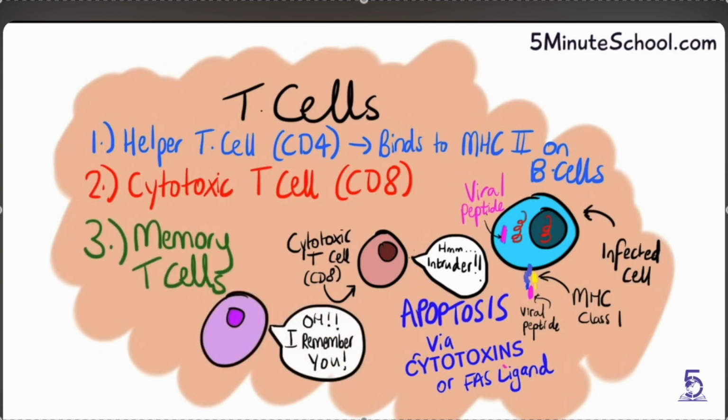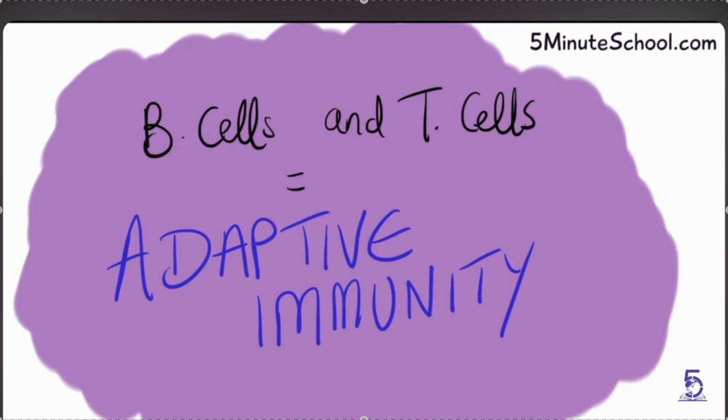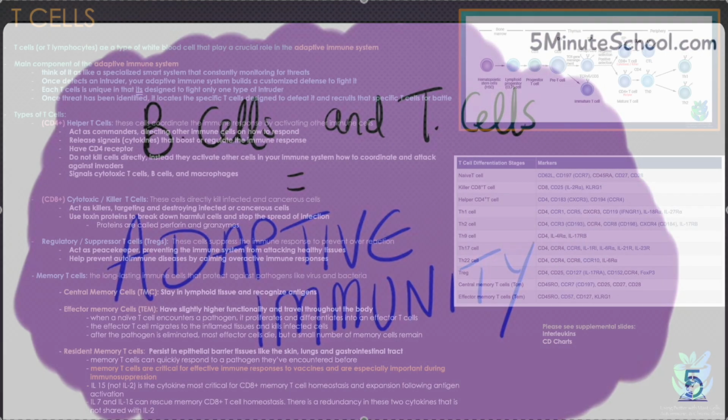We also have memory T cells, and there are different types, but the main thing that you need to know is that they are able to replicate very fast and initiate their response very rapidly if they've encountered the antigen before. The final point that we're going to make is that both B and T cells are part of the body's natural adaptive immunity, which means they're a part of a specialized network of cells that specifically respond to pathogens and specifically fight off infections.